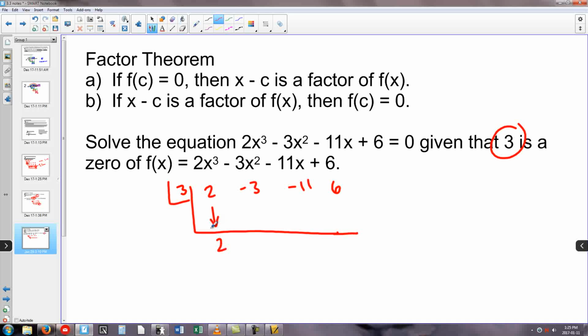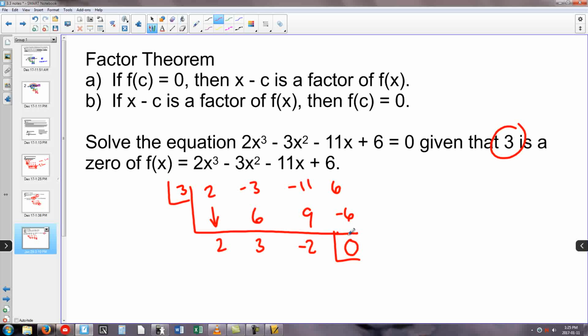So the 2 drops down. 2 times 3 is 6. Negative 3 and 6 is 3. I'm adding down, I multiply in. 3 times 3 is 9. I forgot my box in here. Negative 11 and 9 is negative 2. 3 times negative 2 is negative 6. And it produces the 0 that I was hoping for.